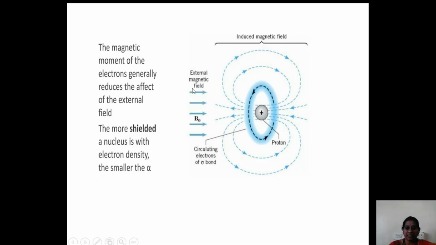This picture shows that the magnetic moment of electrons generally reduces the effect of the applied external field. The more shielded a nucleus is with electron density, the smaller the energy gap. You can see in this diagram the circulation of electrons around the proton. So shielding is there, shielding is there.